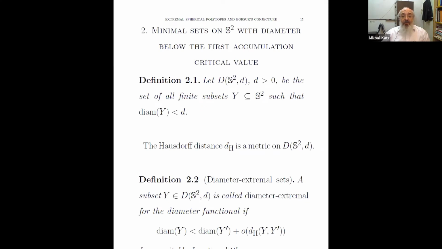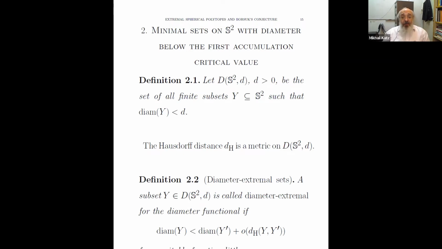So now I'd like to try to present some theory behind this. Let's denote by capital D, the set of finite subsets of the sphere S2 of diameter less than little d. And then the interesting value of d for us is going to be the first accumulation critical value, which is 2 pi over 3 in the case of the sphere. And then the Hausdorff distance is a metric on this space.